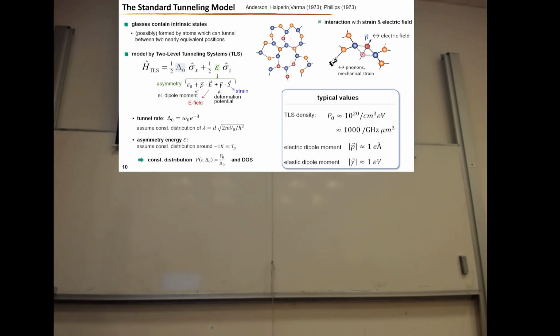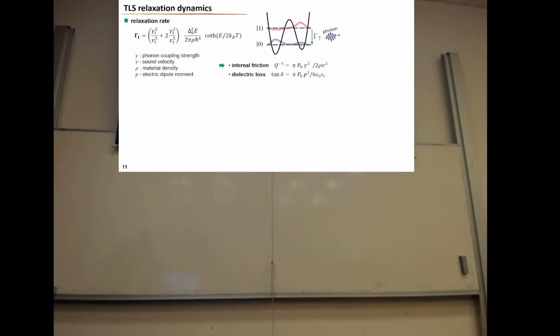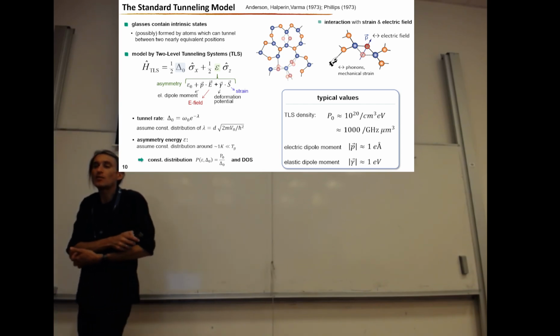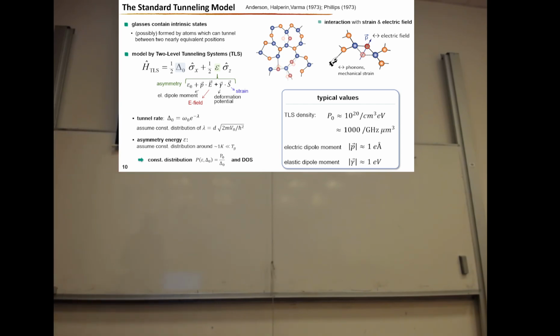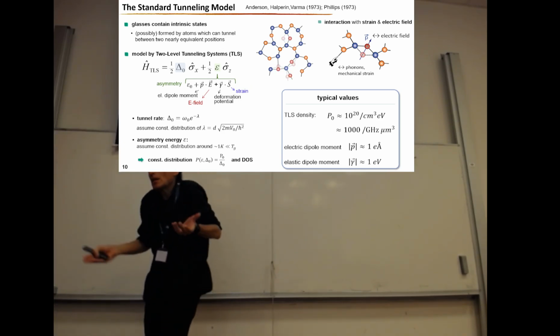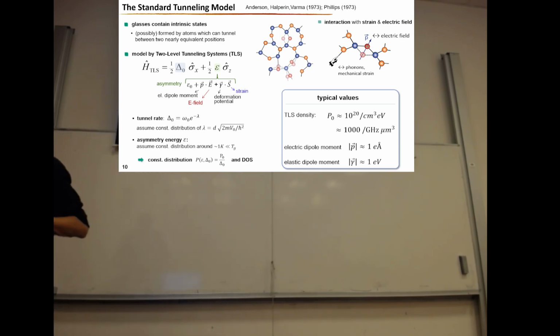The electric dipole moment is typically 1 electron angstrom. So basically, one electron can move about 1 angstrom to 10 meters, which is of course the typical distance you will find in such a material. And the coupling to strain is rather strong. This is this deformation potential here, by which the TLS couples to the applied strain field. And it's 1 electron volt, which is very large, considering that we are here working basically at 1 Kelvin temperature, so you rather have milli-electron volts of energies or below.